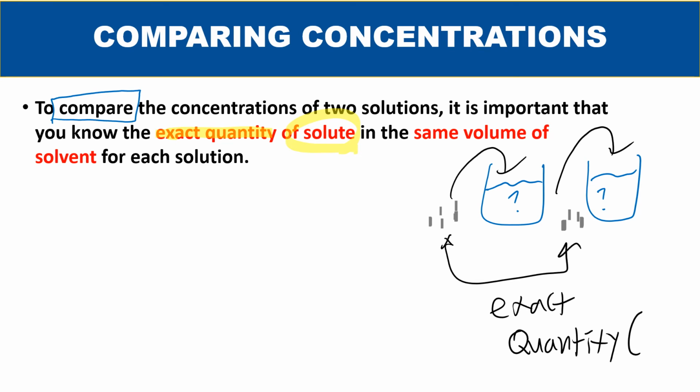Most of the time for junior high and high school, we use grams, how much mass is involved. At the same time, we need to know how much volume. This is more like a control variable, same volume, because if the solvent amount changes, the mass increases the total solution's mass. So we need to know the exact quantity of solute and not assume, and also that the same volume of solvent was used.